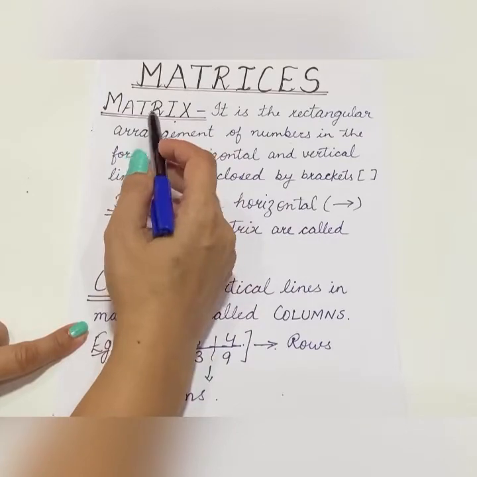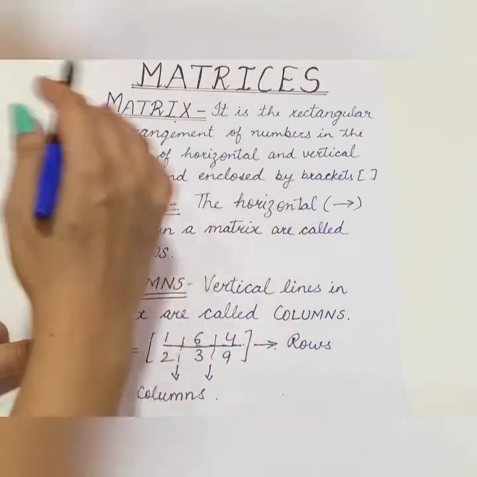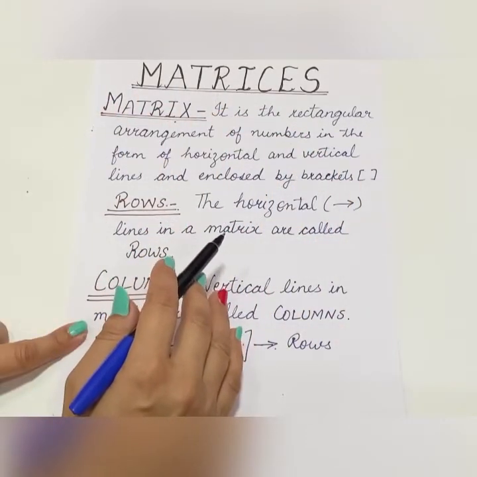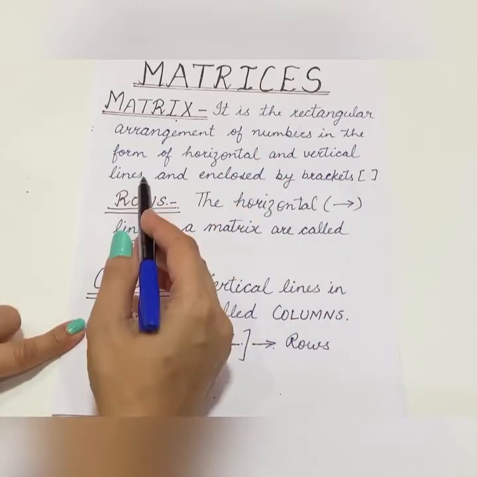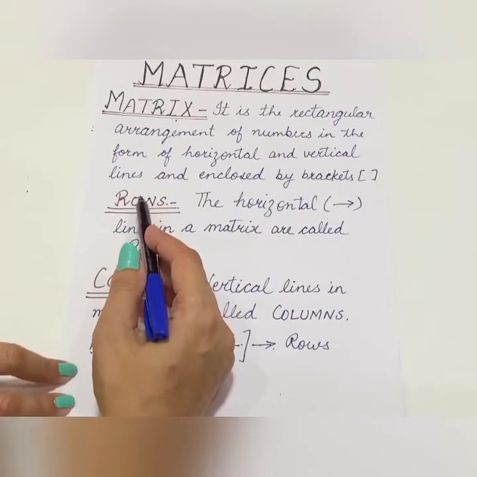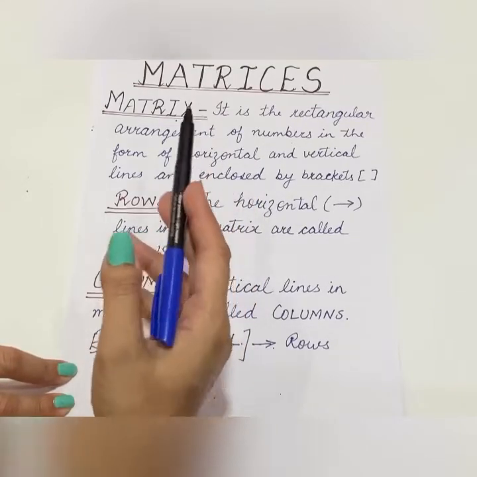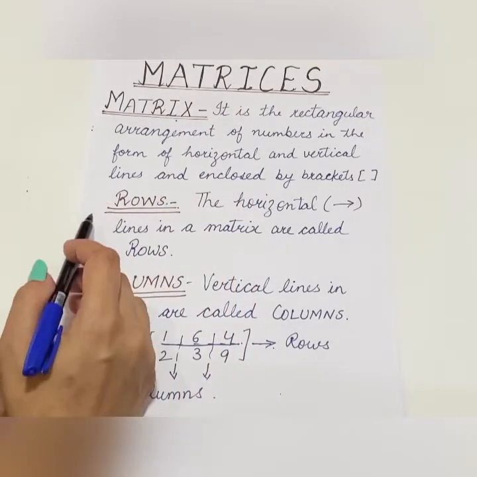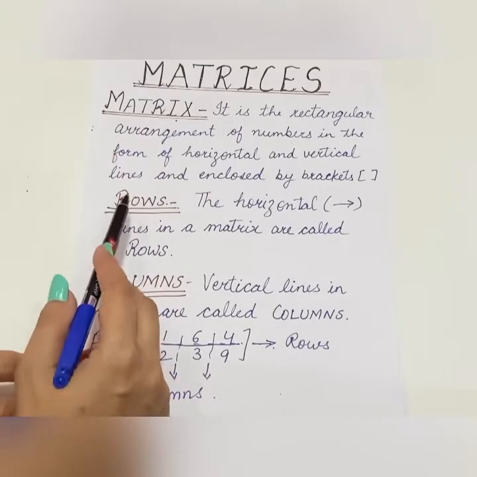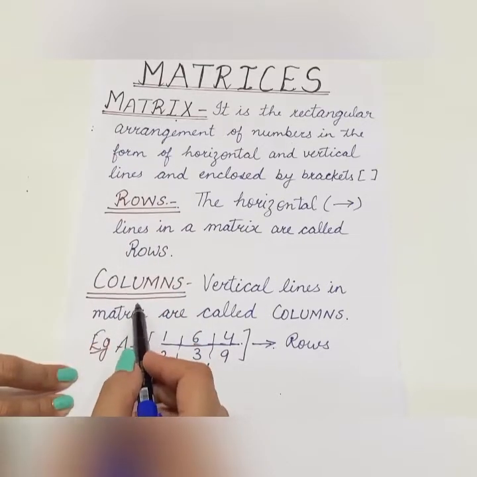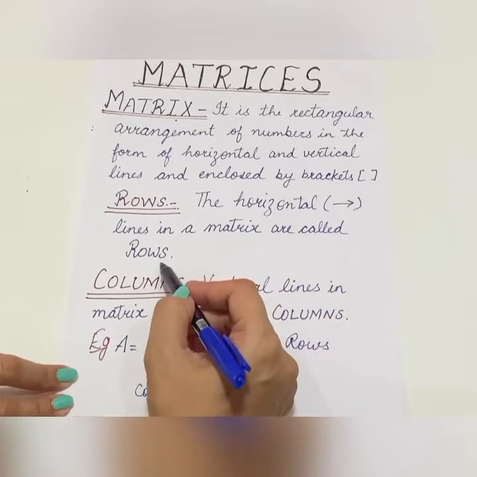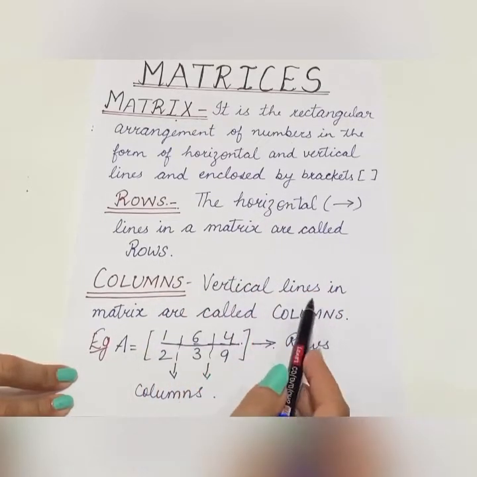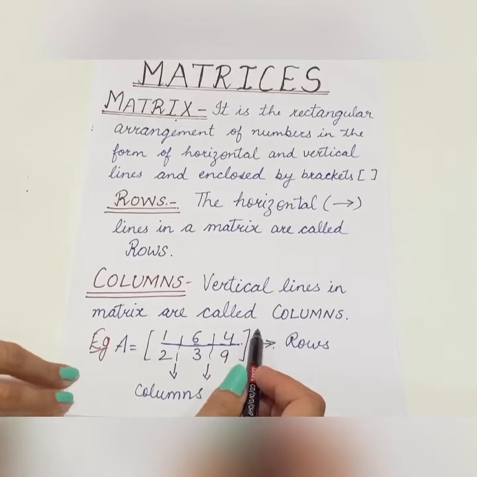In case of a matrix, the numbers are arranged in a rectangular arrangement. In this, we are having the horizontal lines, we are having the vertical lines also. These horizontal lines and vertical lines have a specific word in case of matrices, that is rows and columns. The horizontal lines in a matrix are called rows and the vertical lines in a matrix are called columns.